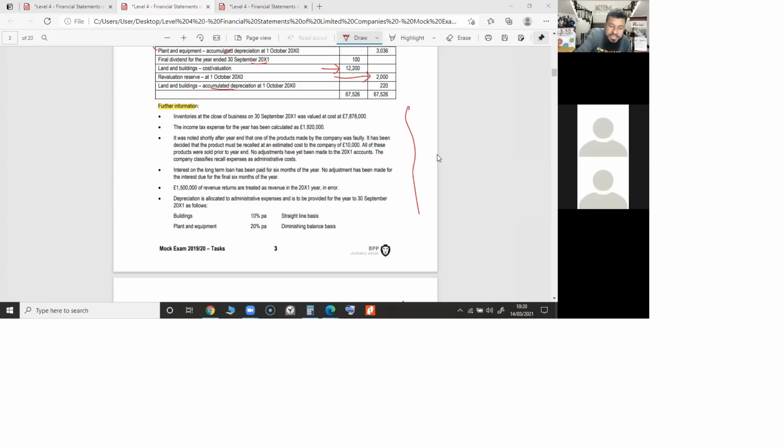Let's talk about this inventory, 30th September 2011. This is our number 1. What do you call it? Task, further information number 1.